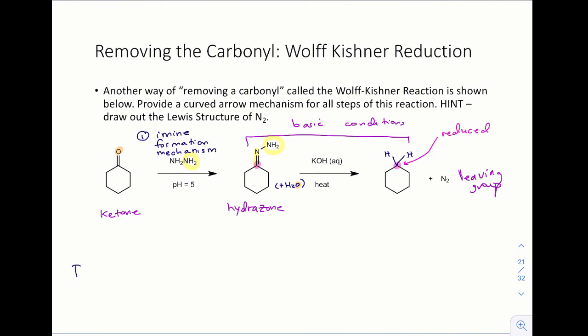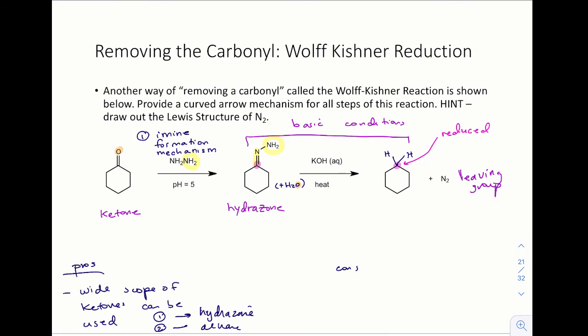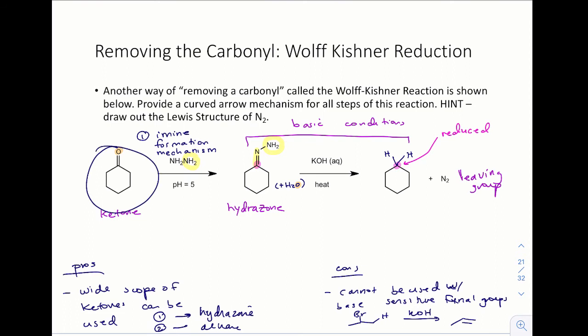Now, what are the pros for this process? Well, it can be used for a variety of ketones, not just aryl ketones. So just first generate the hydrazone under the same conditions that are used to form imines. And then the hydrazone is treated with KOH to form the alkane. So it's pretty general. Okay, the cons are that it cannot be used with base-sensitive functional groups. Right, for example, if there was an alkyl halide around and you treated it with KOH, well, we're going to see an elimination reaction. So if the ketone has an alkyl halide or some other base-sensitive functional group, you want to avoid the Wolff-Kishner reduction.